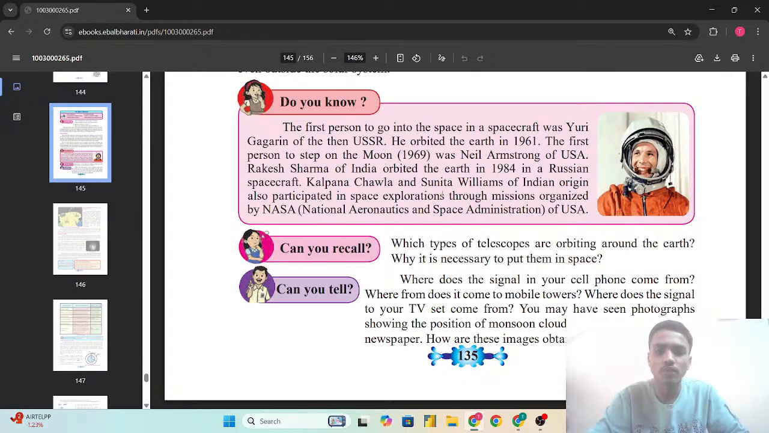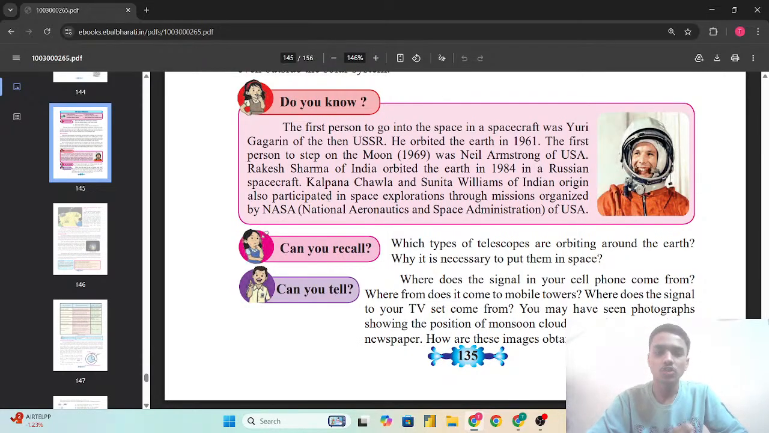Then Rakesh Sharma of India orbited the Earth in 1984 in a Russian spacecraft. Kalpana Chawla and Sunita Williams of Indian origin also participated in space explorations through missions organized by NASA. NASA is the National Aeronautics and Space Administration of the USA.